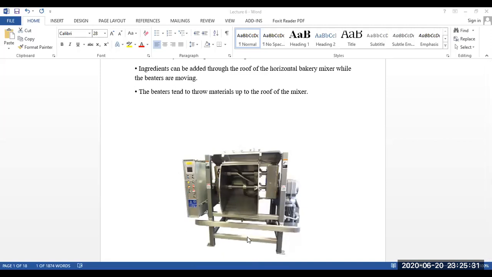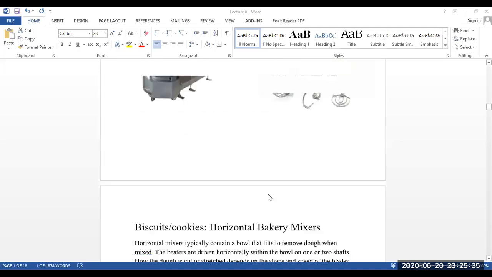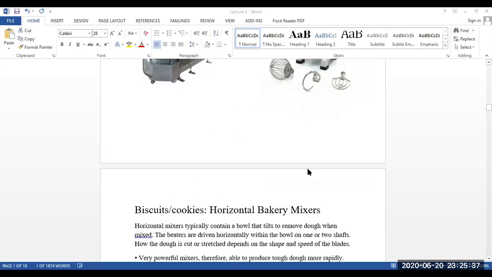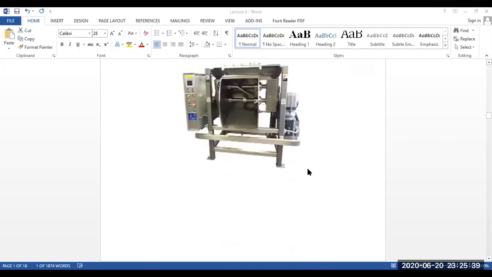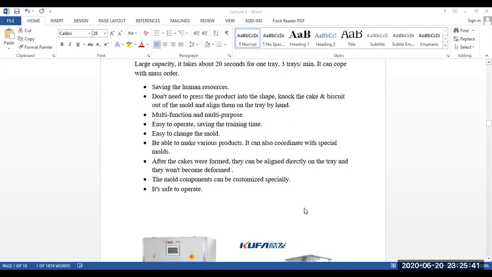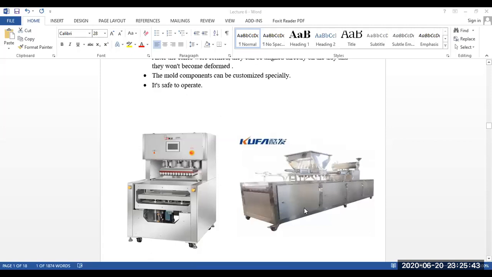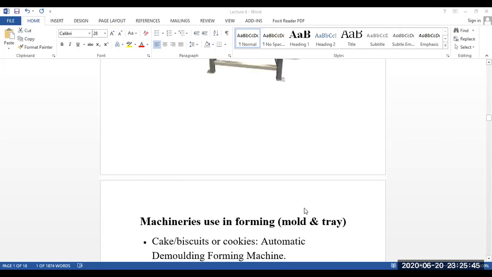Okay, that means now your product will be mixed horizontally. It was a vertical mixer, and it is a horizontal mixer. After that, now we can use these kinds of mixers.